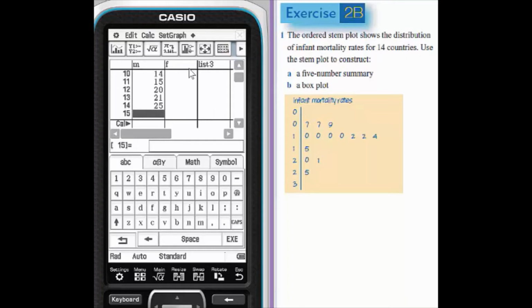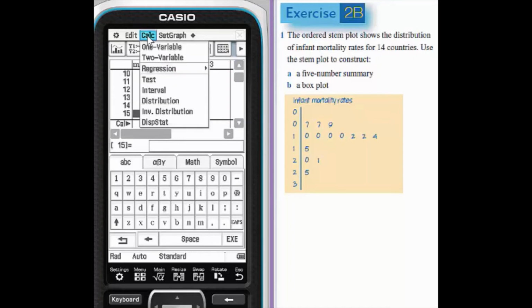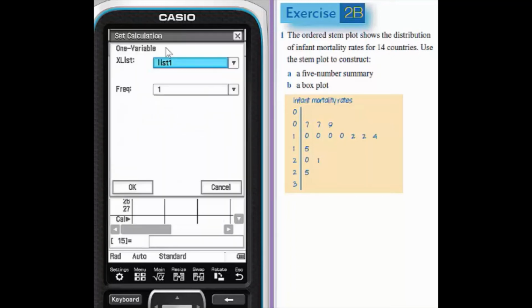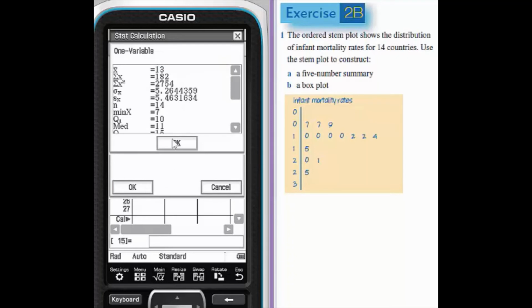Now, because we're looking for the 5-number summary, we're going to go to Calc up here and hit Calc, and we only have one variable because we're looking at the mortality rate. We're not comparing, so we just have one variable. And my list of data is M, so I'm going to hit that. When I say OK, I get all this information.